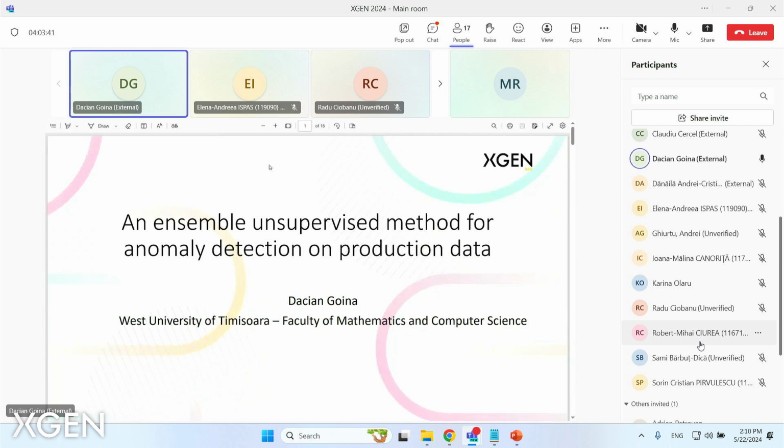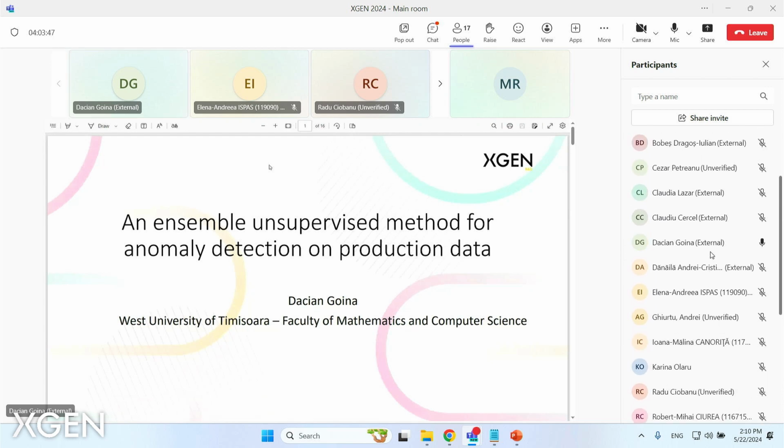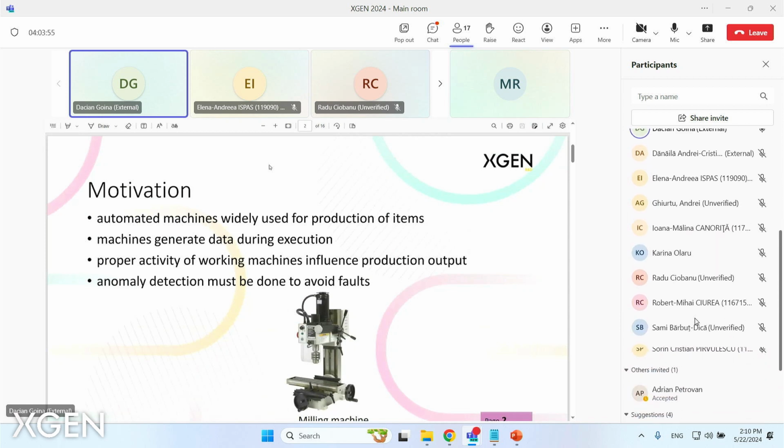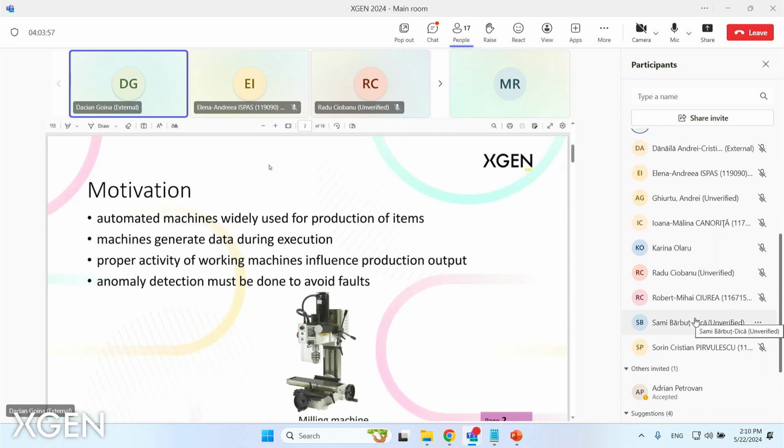Okay, so my presentation is about a model able to detect the anomalies in the production data. So as the motivation, well, in our days, the automated machines are widely used for the production of different items, let's say like milling machines.